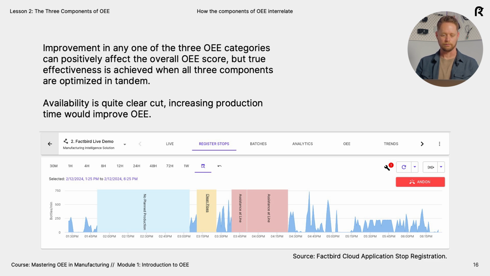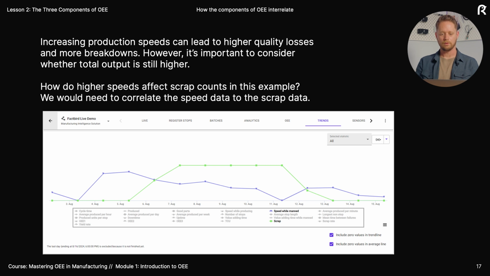Availability is quite clear. Increasing production time would improve OEE. You can see an example of non-planned production affecting bottles per minute produced in the image taken from the FactBird Cloud application's stop registration dashboard. Increasing production speeds can help you produce more units.